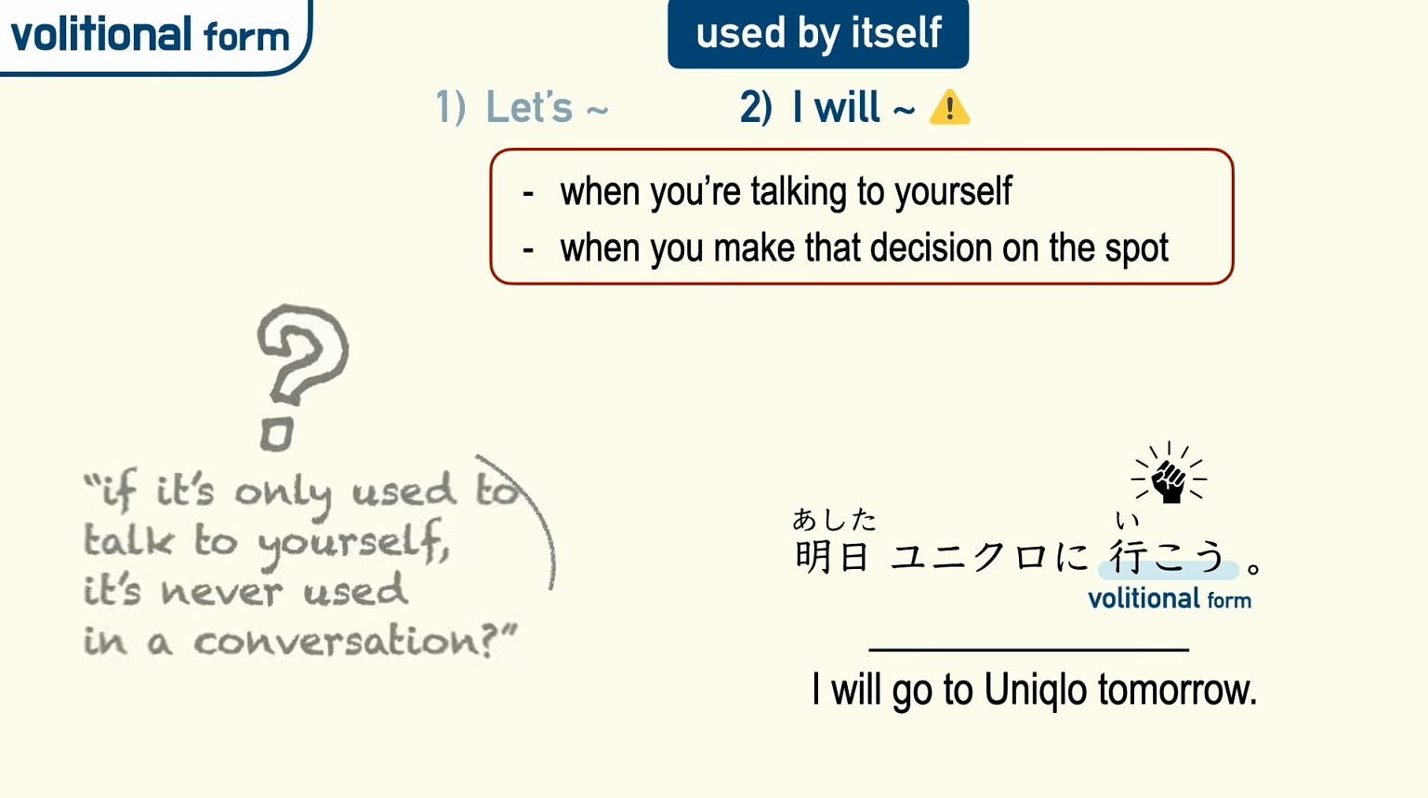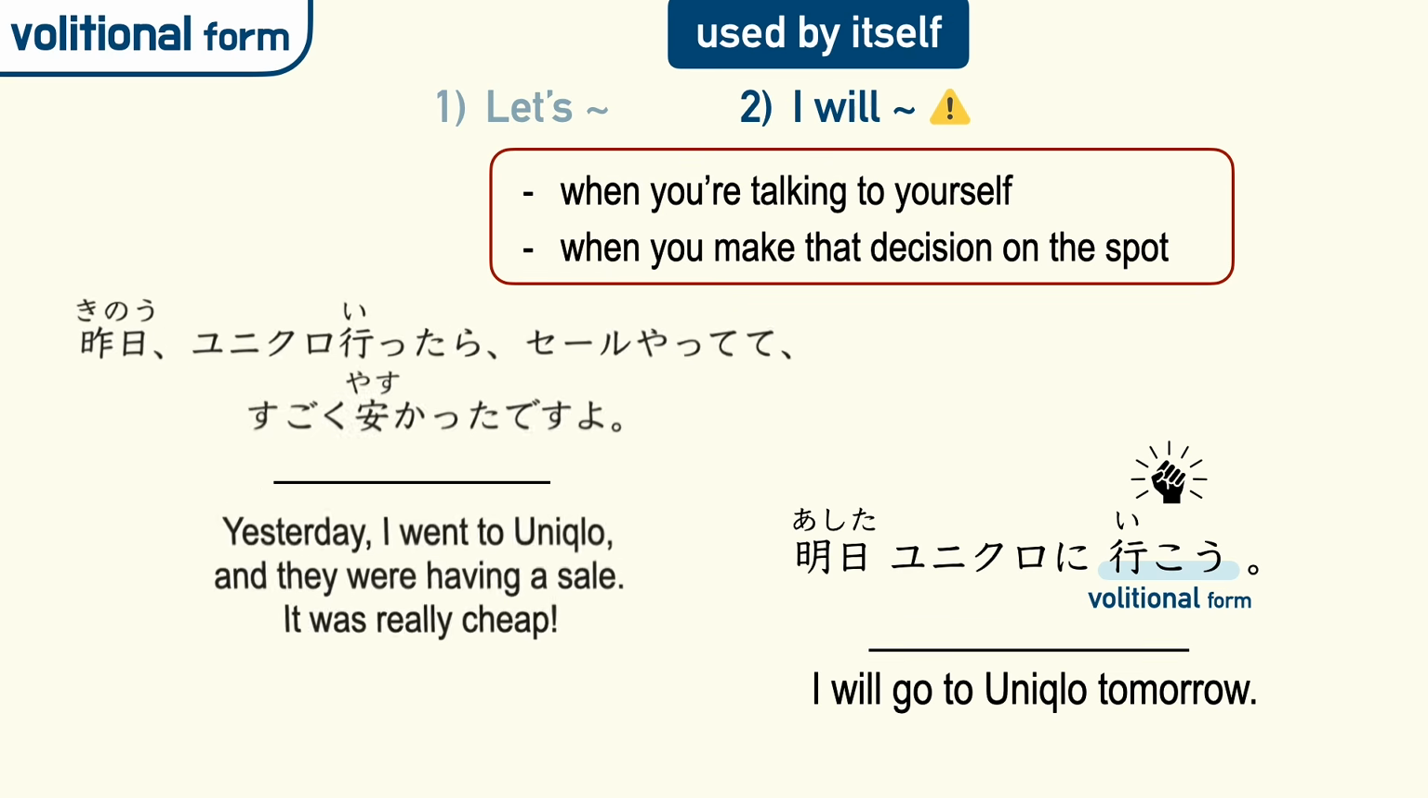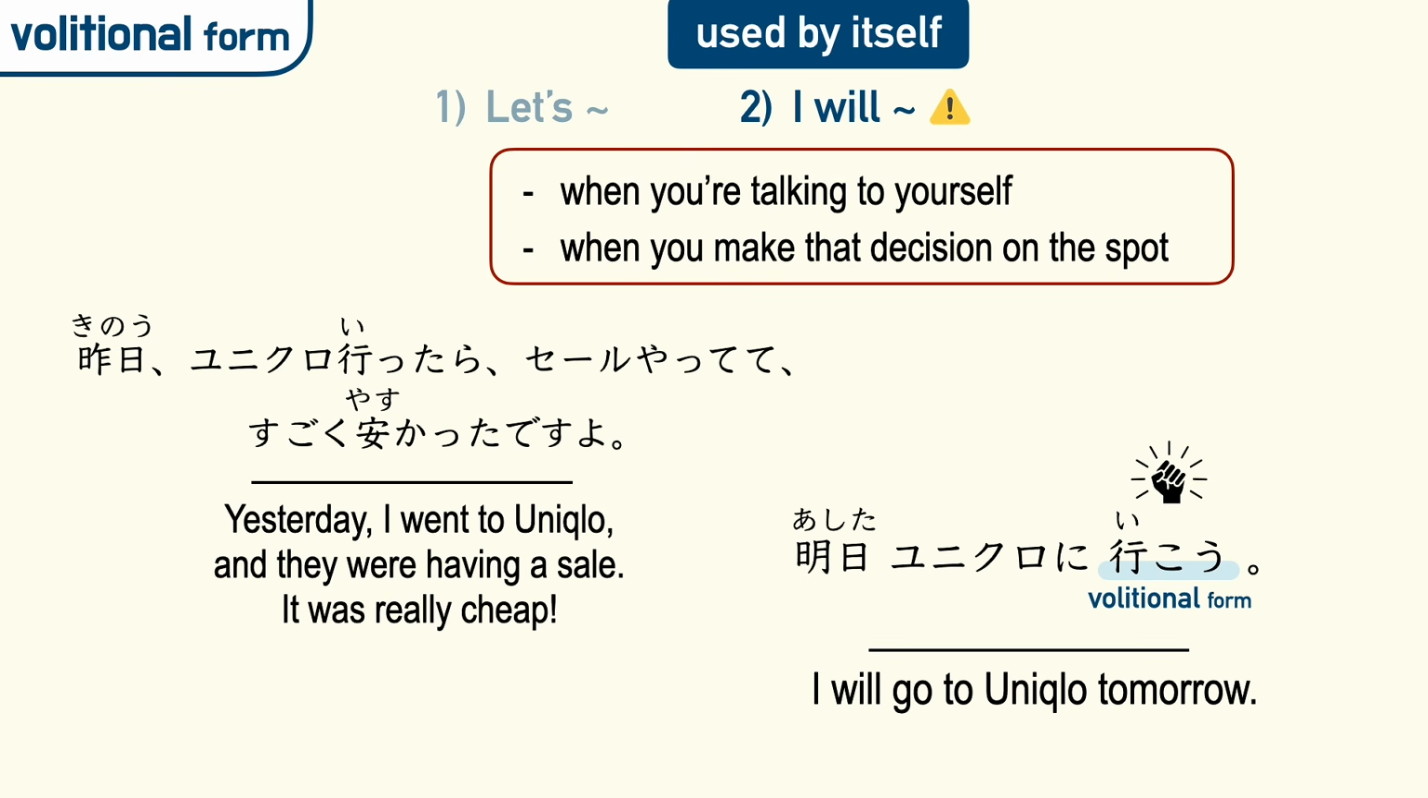You might ask, so if it's only used to talk to yourself, does that mean it's never used in a conversation? No, you can use it in a conversation too. But in that case, it's more like you're letting the other person overhear your self-talk. For example, someone says, 昨日ユニクロに行ったらセールやっててすごく安かったですよ. Yesterday I went to Uniqlo and they were having a sale. It was really cheap. Here, you can reply, 本当? 私も明日ユニクロ行こう. This successfully means I will go to Uniqlo tomorrow.